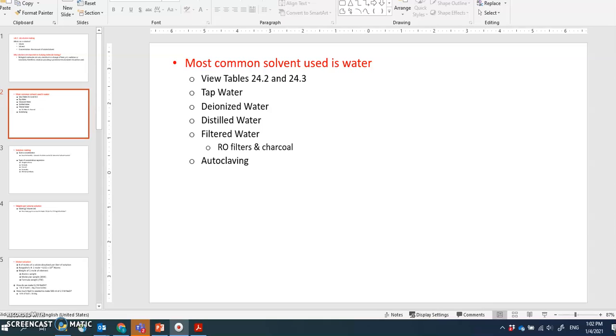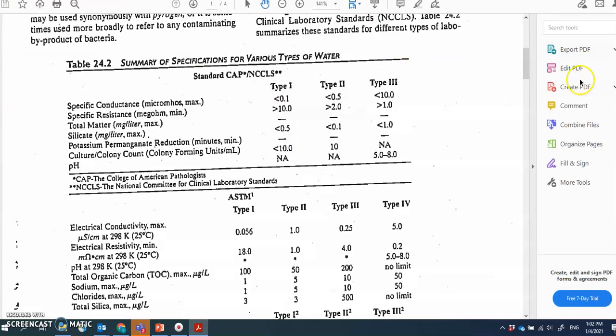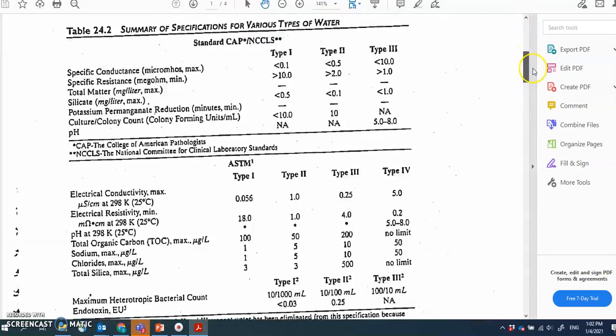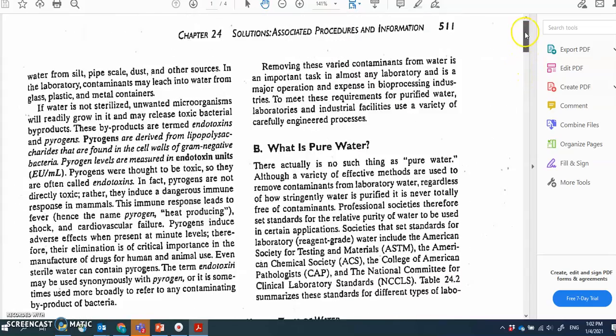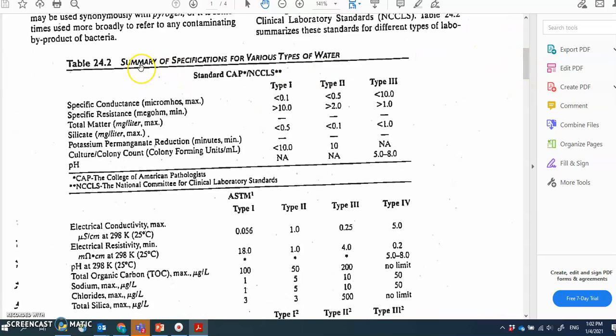If you look at your course shell, there's a supplemental material you can download and take a look. It's a copy of some textbook that we use. There are tables that have important information. For example, table 24.2 shows a summary of specifications for various types of water. Waters can be defined into different types based on how pure they are. When you determine their purity, type 1, type 2, type 3 are used.